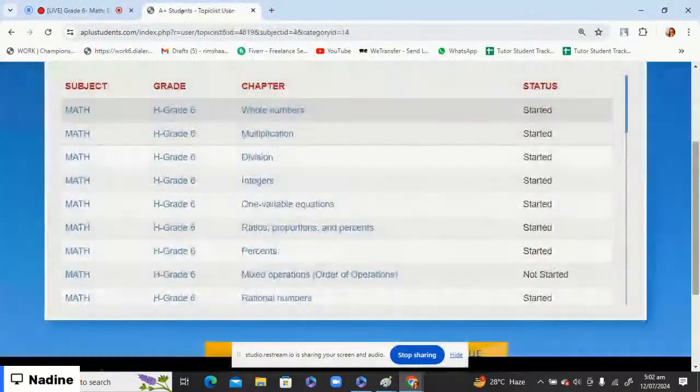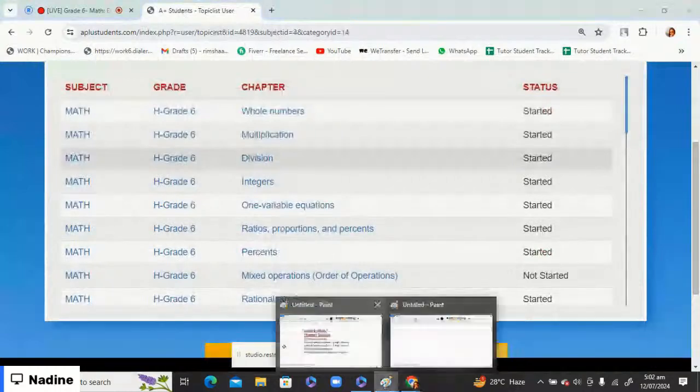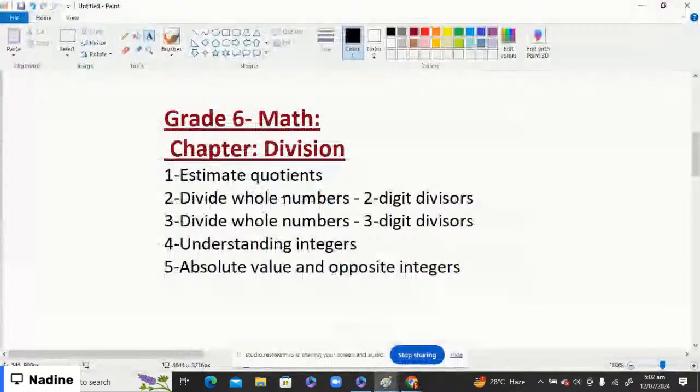Here is the list of the chapters. The first chapter we cover today is division. Only 3 lessons are left for division, and that's why we are going to write them. Also, there are 2 lessons for the next chapter, integers. We also covered that one.